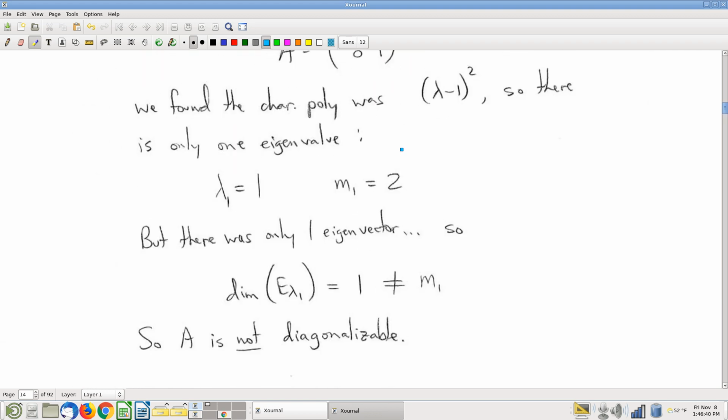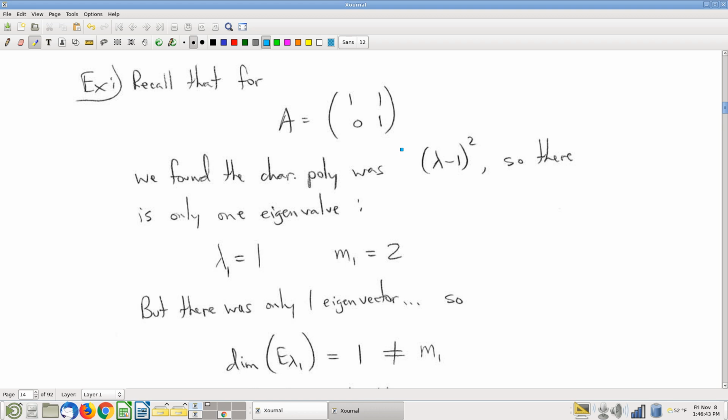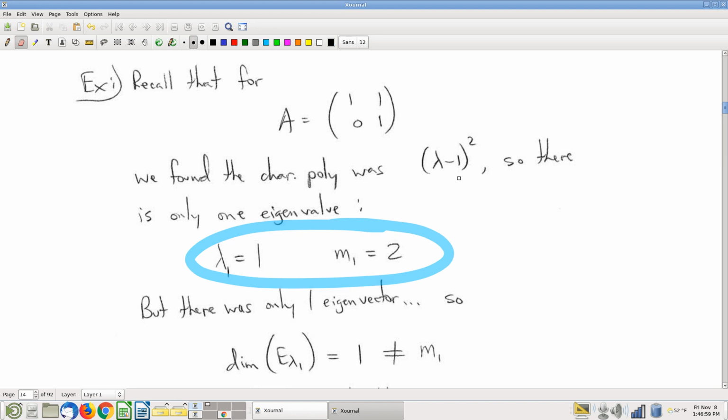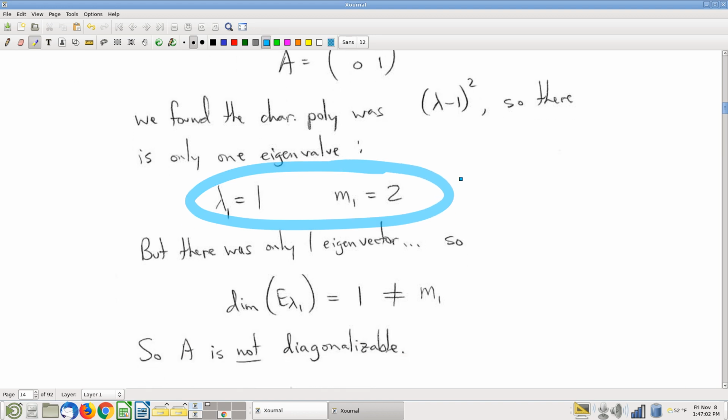By contrast, remember this one. This harmless looking but deceptively weird matrix. Characteristic polynomial, eigenvalue and a multiplicity. Now what happened though, when we took this eigenvalue, how many eigenvectors did we actually find? Well, we found one. Right? We were hoping for two. The multiplicity was 2. We felt like we should find 2. But we only found 1.